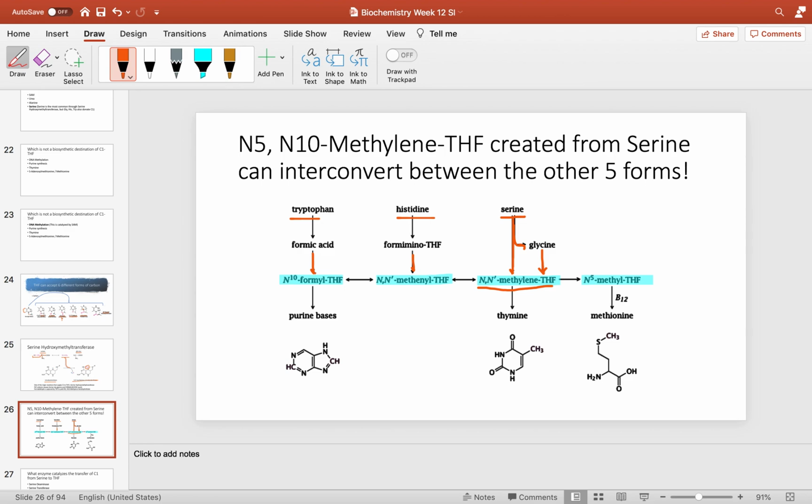And we see, remember the 3 biosynthetic paths I mentioned before for THF. Number 1 was purine bases, so that's formed by the N10 formyl THF. The thymine, which is the deoxynucleotide, formed by methylene. So we can see that's from the serine directly. So getting a carbon from serine will be important for forming thymine. And then the other form was SAM, which is an analog of methionine.